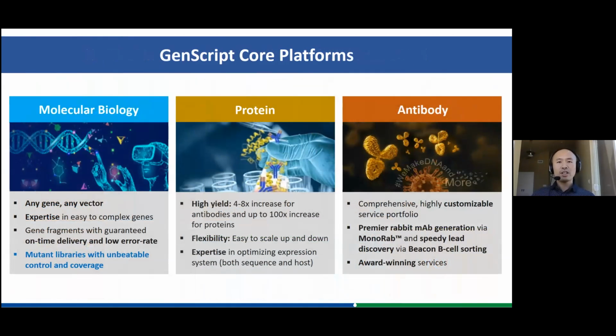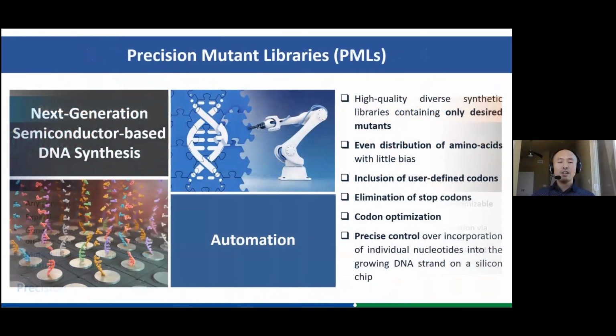So GenScript essentially has 3 core platforms: molecular biology, protein, and antibody. But today I'm just going to be focusing on one of the molecular biology services. It is known as the Precision Mutant Library Service. So first, what are precision mutant libraries?